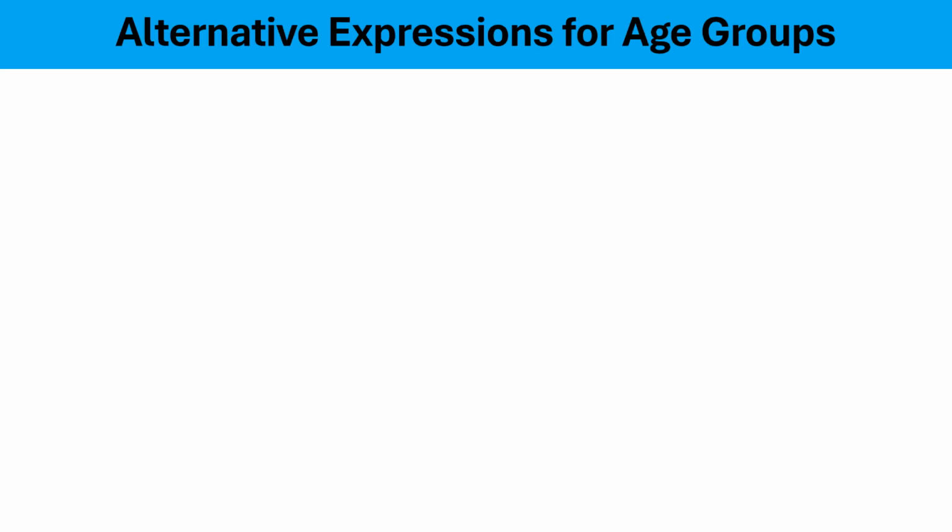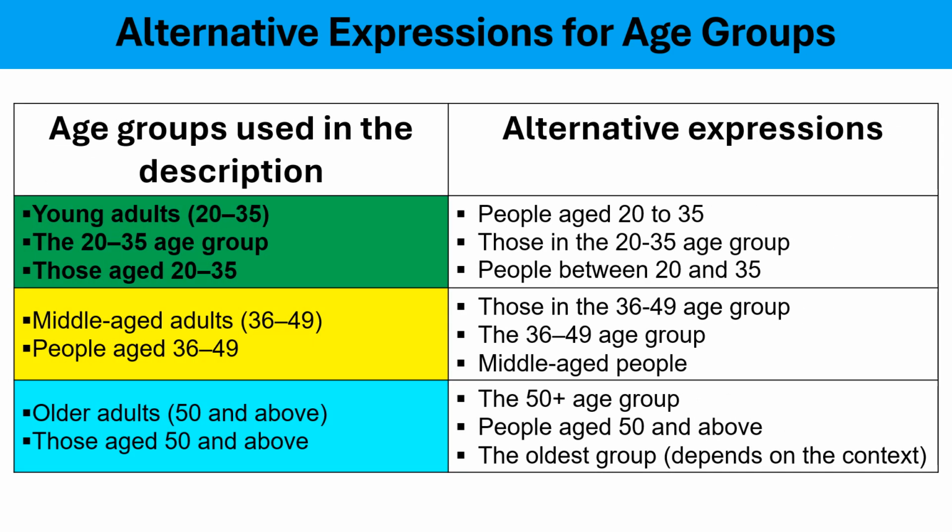Let's now take a final look at the different expressions you can use to refer to age groups in your writing. This table shows two columns. The first one includes the expressions we already used in our model description. And the second column provides other useful alternatives that you can also use in your own writing.